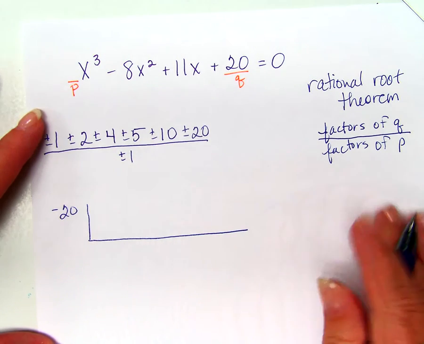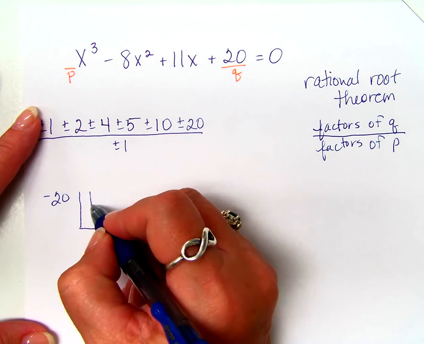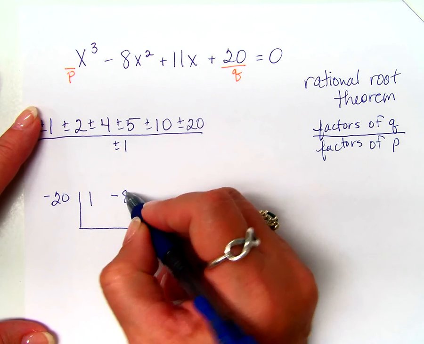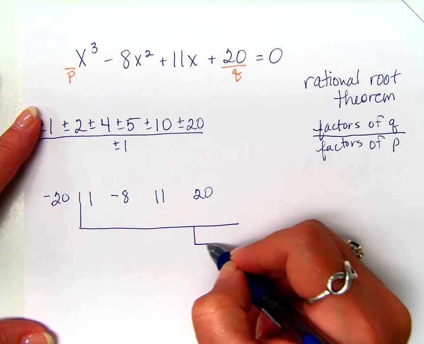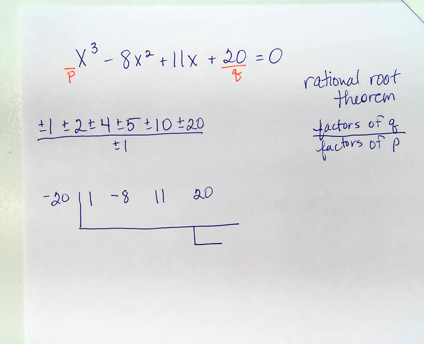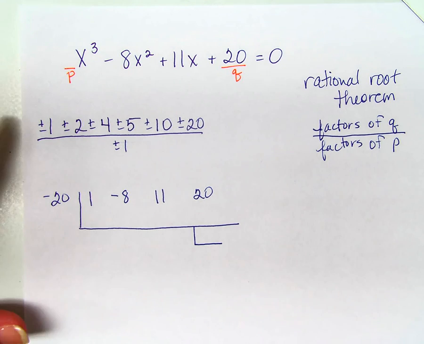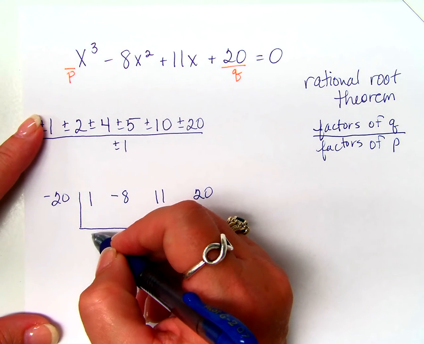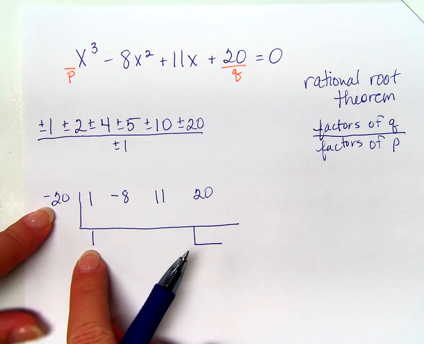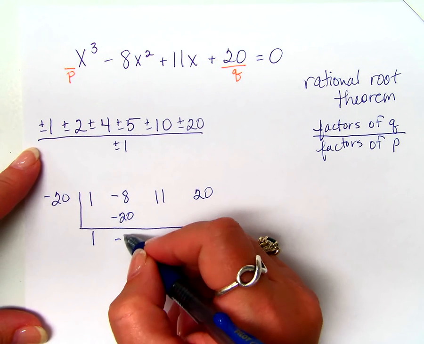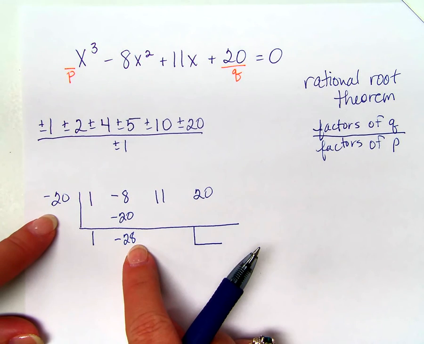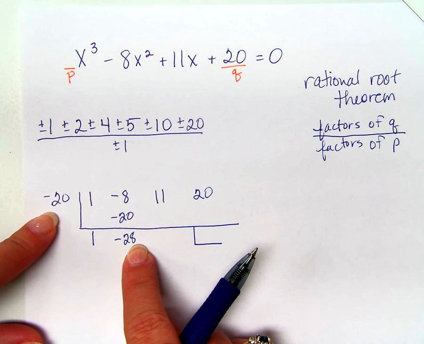Remember how to set up synthetic division? 1, negative 8, 11, and 20. And my remainder is going to be under the 20, right? I'm going to go slow for a second just to remind you how to do synthetic division. Bring down the 1. Multiply. Negative 20. Add. Negative 28. Multiply. Ugh.